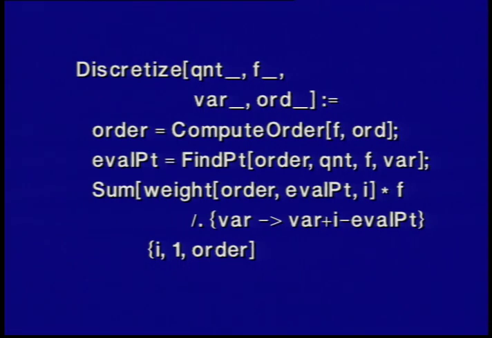Here we see one such rule that constructs a difference expression by finding the order of approximation, the evaluation point, and the name of the discrete variable. Sum the expressions with the continuous variables of the derivatives replaced by offset variables.